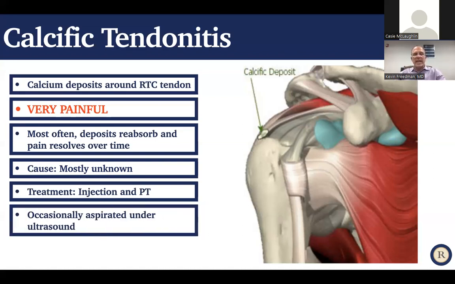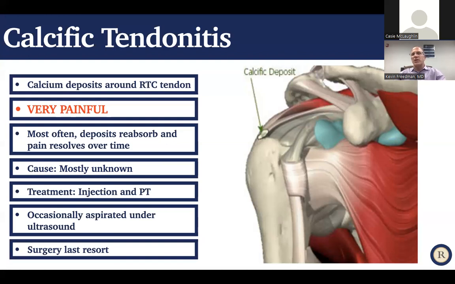Sometimes this also can get aspirated under ultrasound. I have some of my partners, including my non-operative sports medicine partners, who can use ultrasound to find a deposit and suck it out. And then sometimes we do surgery to get rid of that deposit and then repair the rotator cuff, but this is less common.